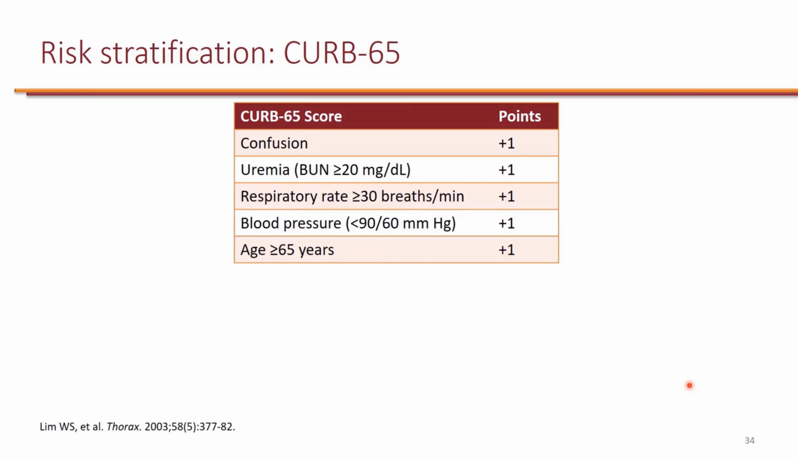The C stands for confusion. So if the patient has altered mental status, they get 1 point. The U is for uremia, or BUN of 20 or higher, which will give you 1 point. The R is for respiratory rate of 30 or higher, which will give you 1 point. The B is for blood pressure of 90/60 or less. And of course, the 65 is for age 65 or higher.